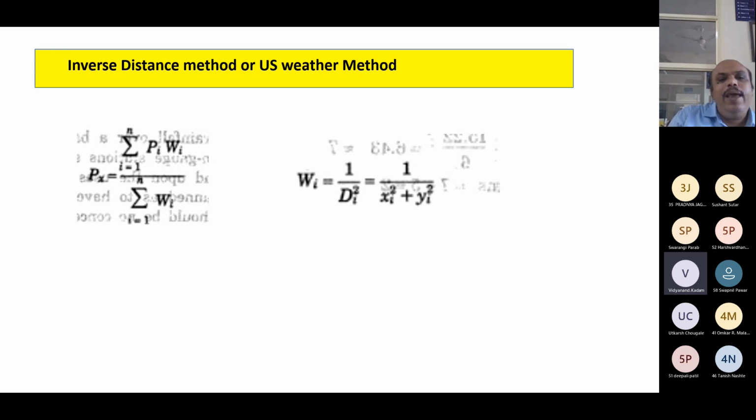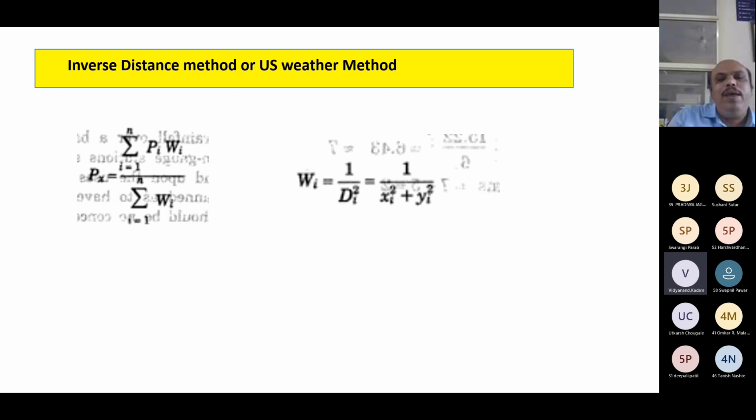Okay, where Di is what? It is the distance between the missing data station and the index station. And that is calculated as 1 upon Xi square plus Yi square. What is Xi and Yi? Xi and Yi are the coordinates of the index station.